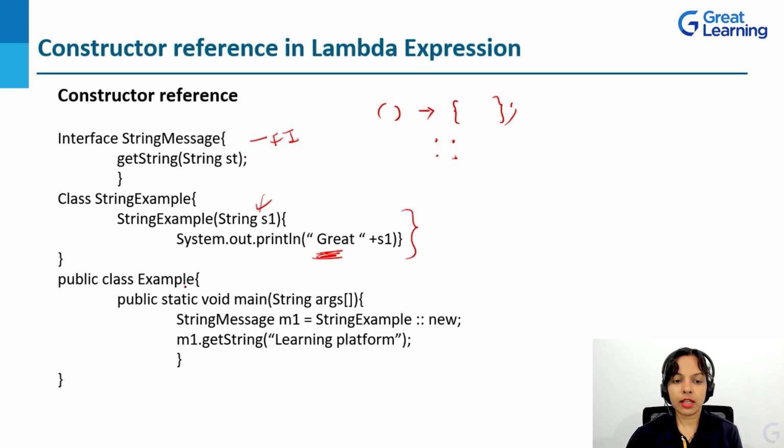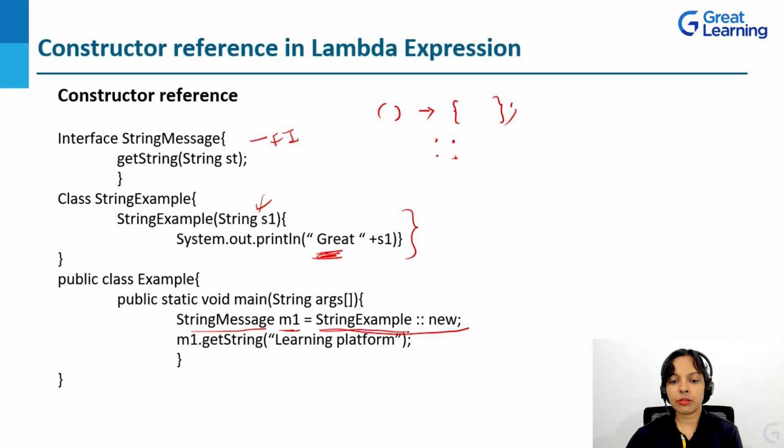Now in the class example, in the main method, I'm going to refer to this constructor, the StringExample constructor. So how can it be done? With that, you have to define an object reference of the StringMessage interface. This is the same StringMessage interface having an object reference equals to. This is the place where we would write the lambda expression.